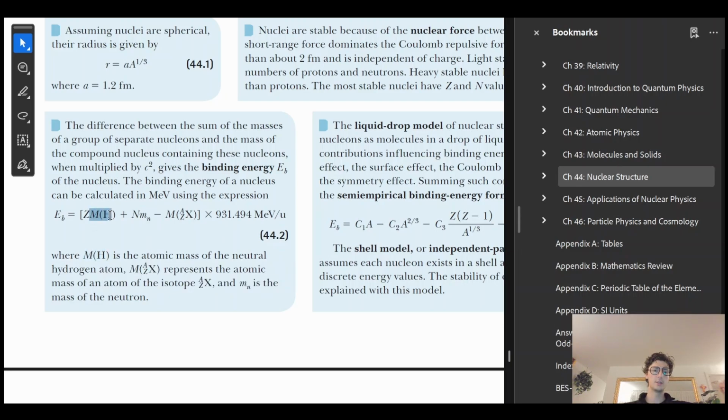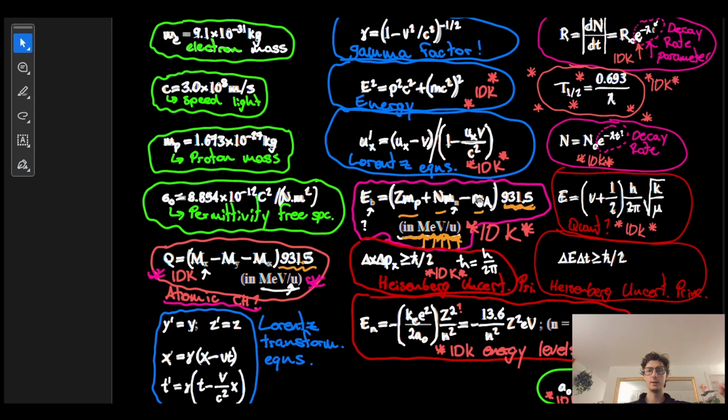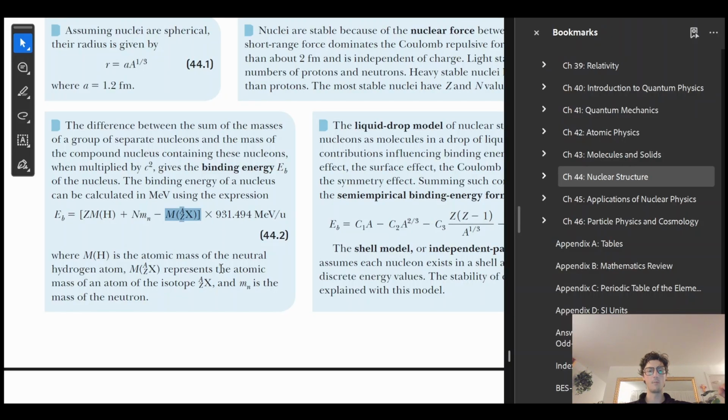MH, which is this thing here, MH, is the atomic mass of the neutral hydrogen atom. M with all this elemental stuff all the way at the end, which in our equation sheet looks like a little m subscript A, represents the atomic mass of an atom of isotope X, A at the top, Z at the bottom, and M subscript N is the mass of the neutron.